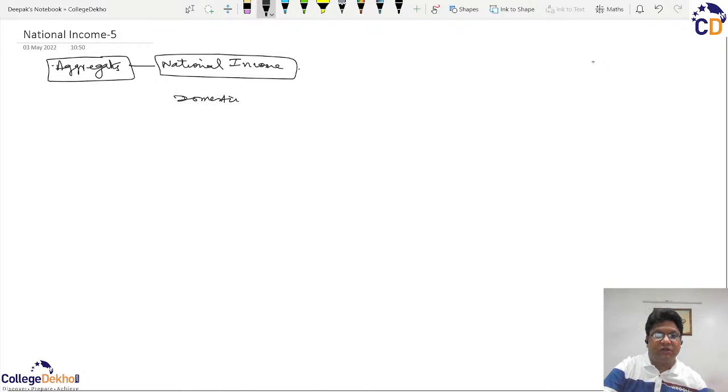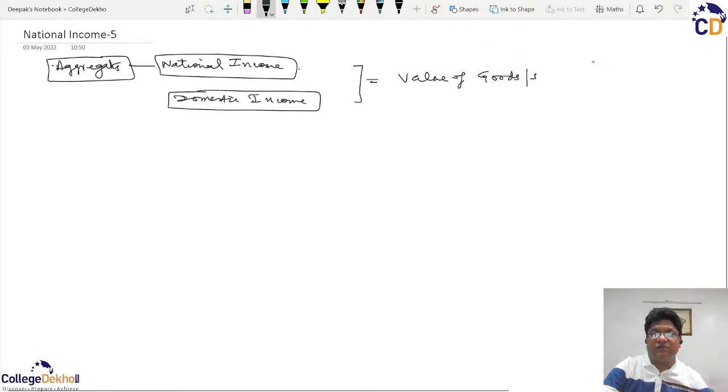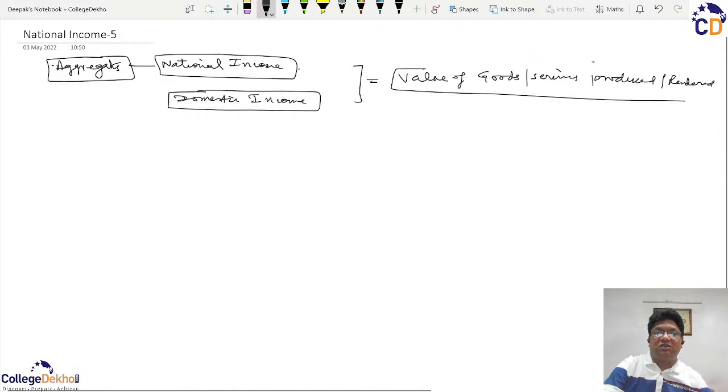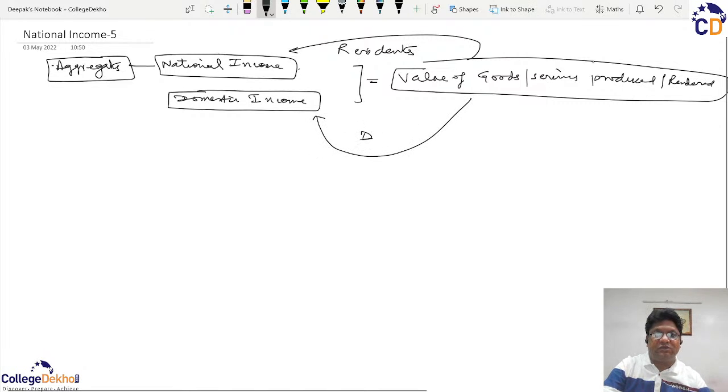income and domestic income, and we understood that the difference between the national income and the domestic income conceptually was that though they both denoted the value of goods and services produced, if such value of the goods is taken from the perspective of the residents, then we use the word national income, and if taken from the perspective of the place, that is the domestic territory, then we use the word domestic income.